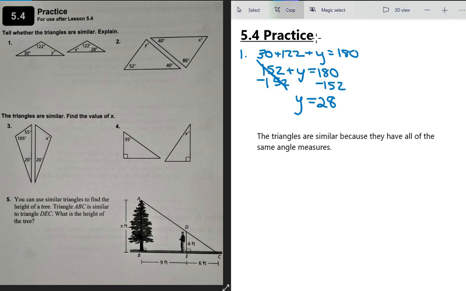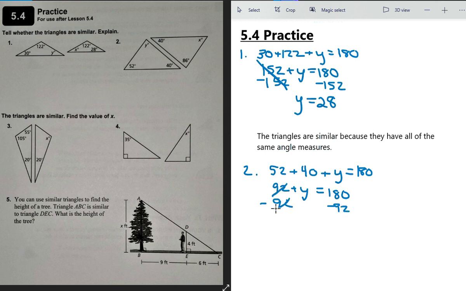Okay, going on to the next one, number 2. On this one, we're going to go through the same process. So I'm going to use this first triangle here. I've got a 52 degree angle. If I add that with the 40 degree angle and the unknown angle, that is y degrees, they should add up to 180. Combine the like terms, you get 92 plus y equals 180, and subtract off the 92 from both sides of the equation. And we end up with y equals 88.